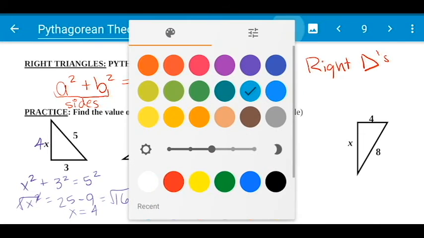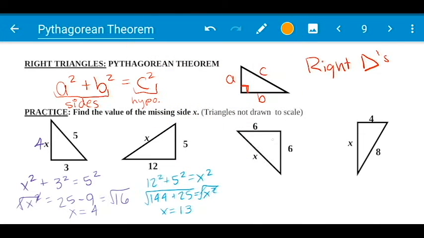We can do the same thing for our next example. So we have a 6, a 6, and an x. So we're going to do 6 squared plus 6 squared equals x squared.